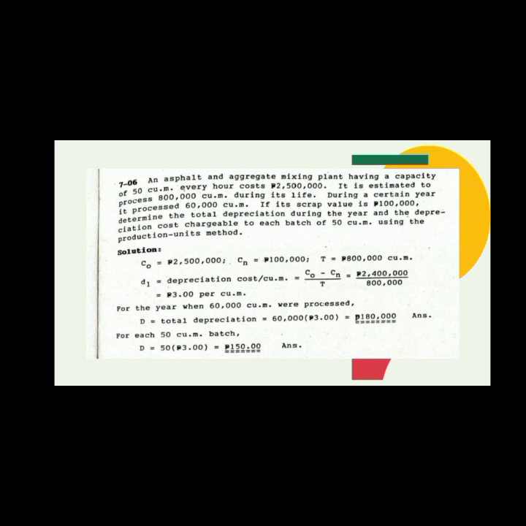For the year when 60,000 cubic meters were processed, D, the total depreciation, is equal to 60,000 cubic meters times 3 pesos, is equal to 180,000. So for each 50 cubic meter batch, D is equal to 50 cubic meters times 3 pesos, which is equal to 150 pesos.